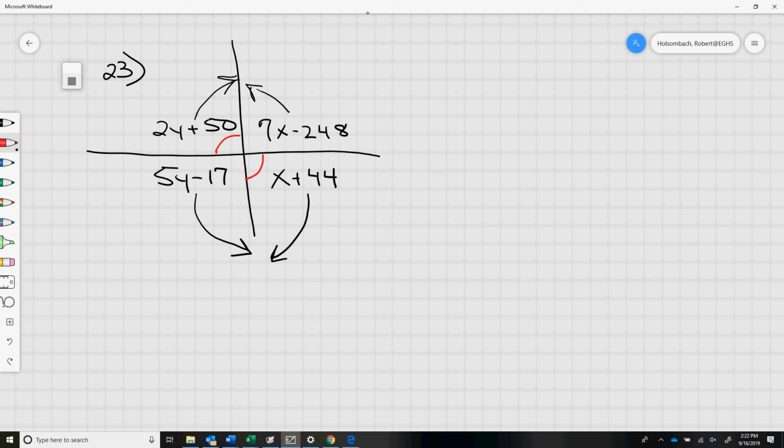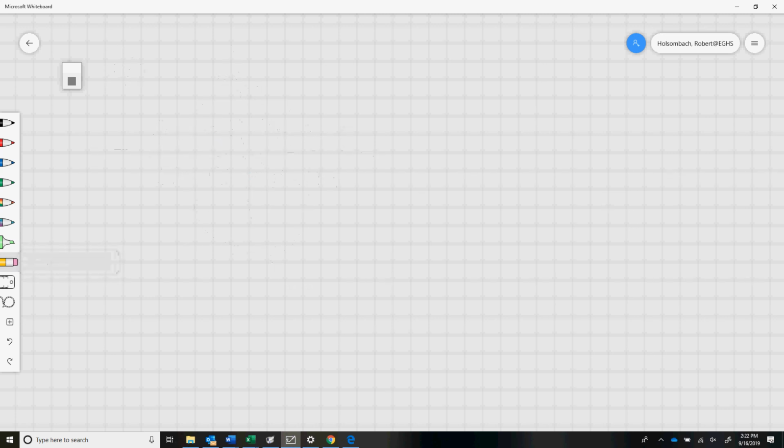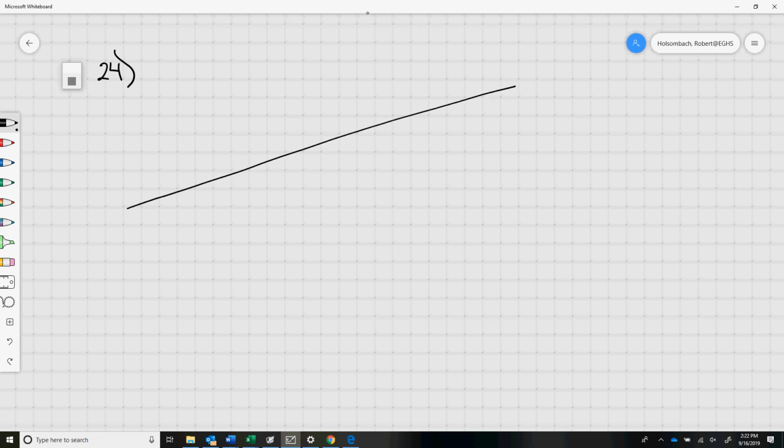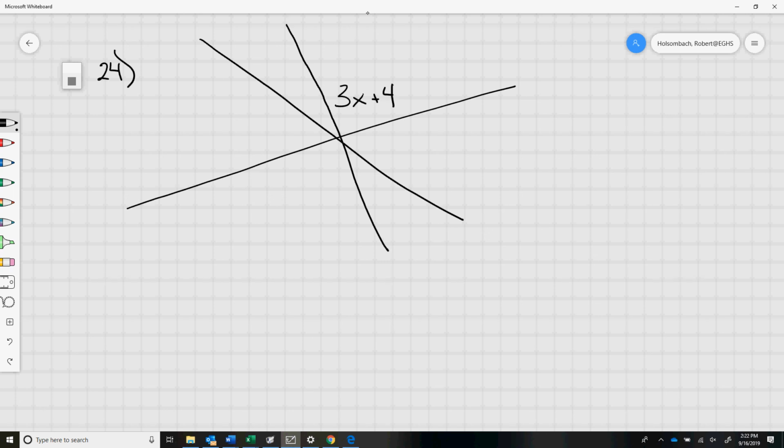And then number 24. x plus 4, 114, 2y, 3x minus 24.